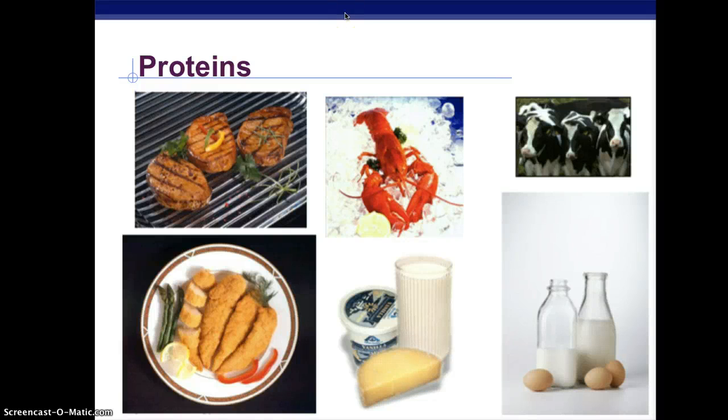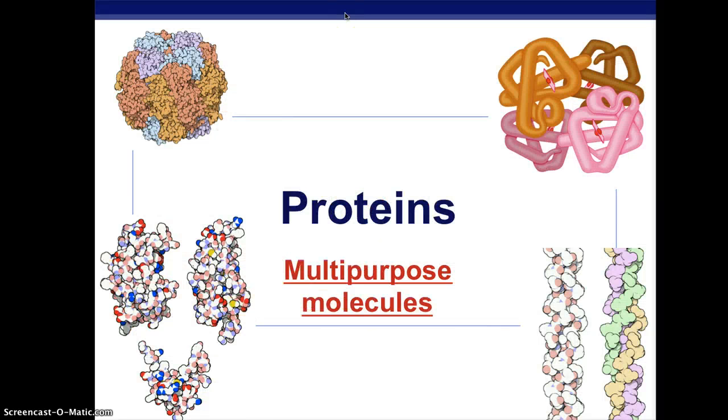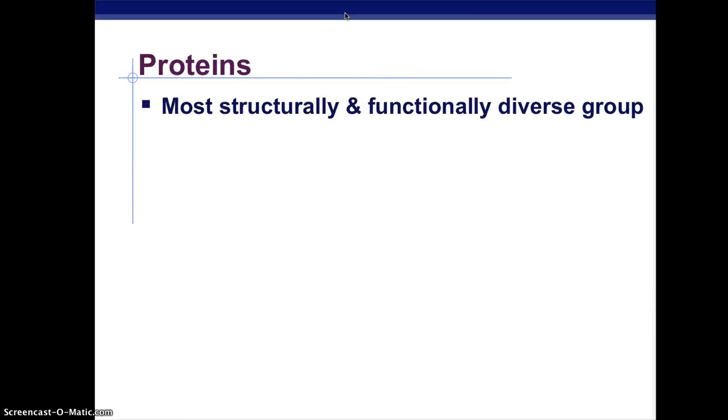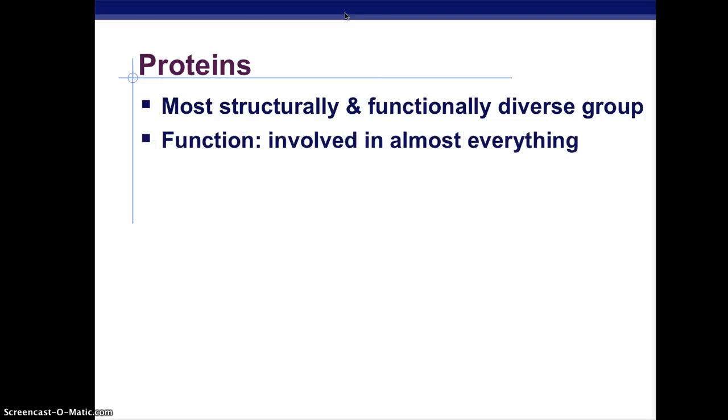In this presentation, we're going to learn about proteins. Proteins are known as multi-purpose molecules. They are the most structurally and functionally diverse group. The functions are involved in just about anything in a living organism.